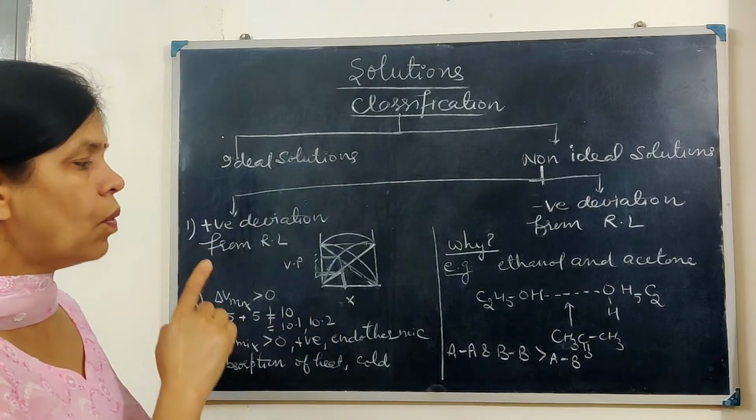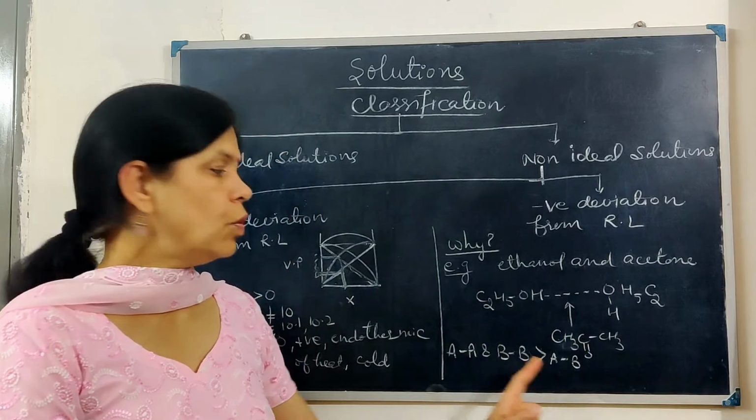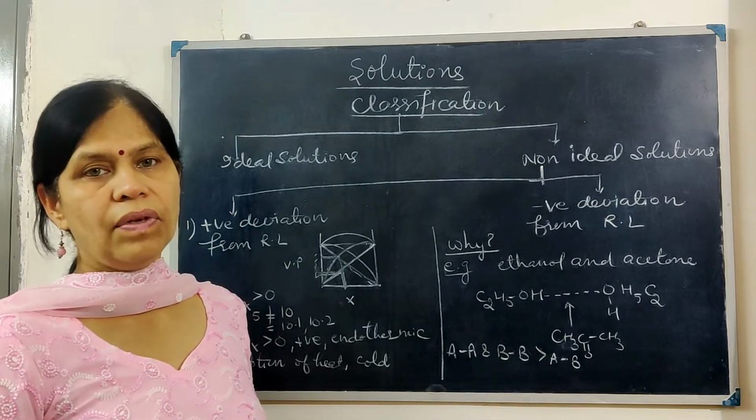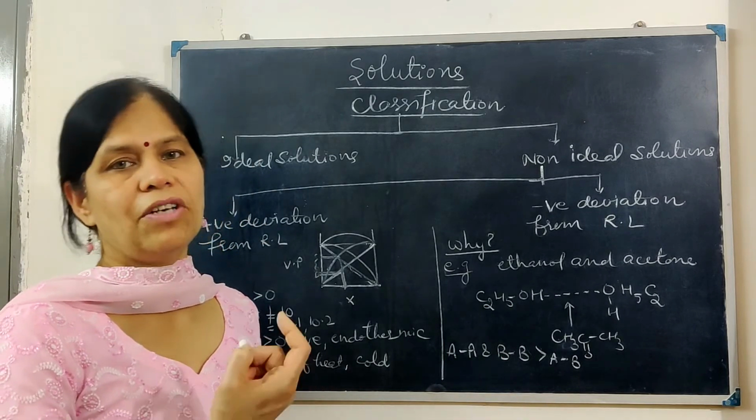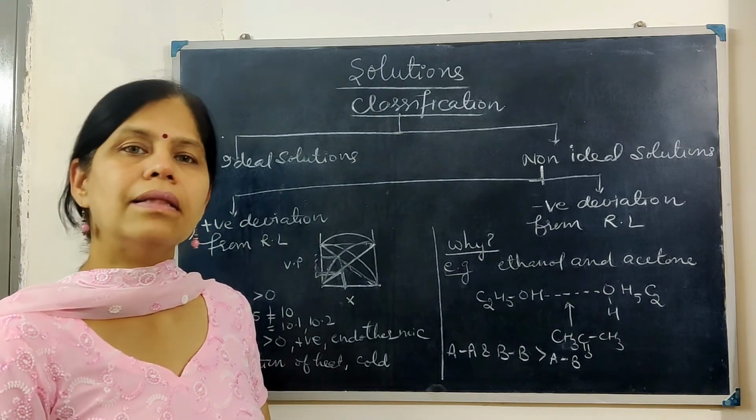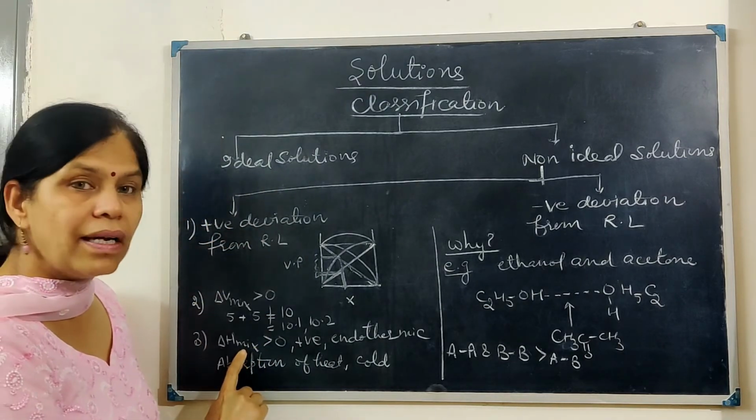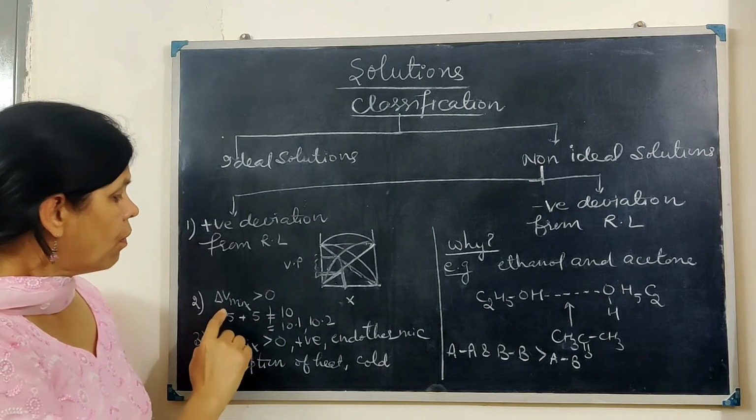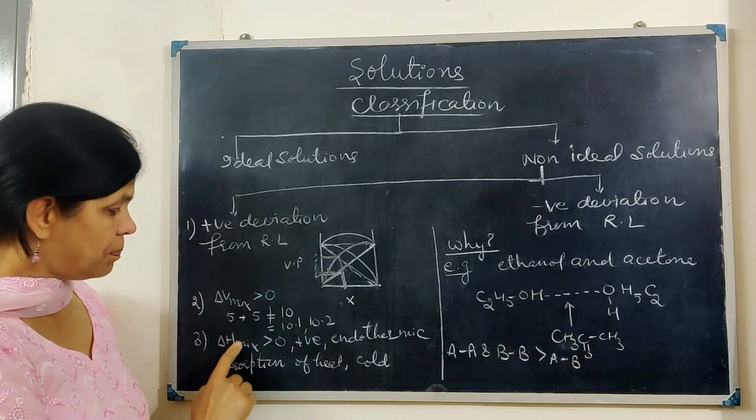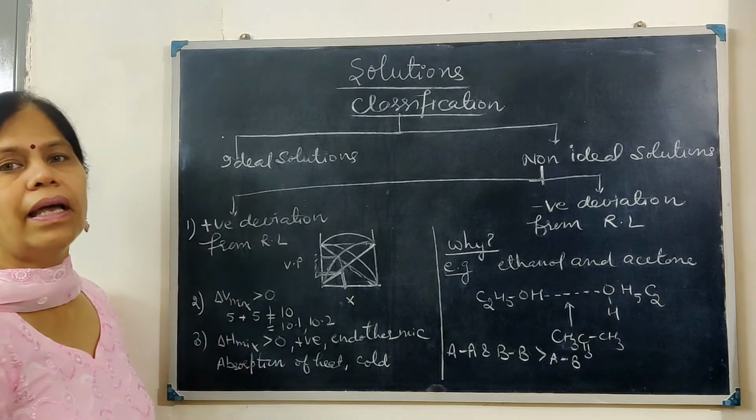Why does it happen so? Because intermolecular forces of attraction in solvent and solute are weaker than in solvent-solvent and solute-solute. When forces of attraction are weaker, escaping tendency increases, vapor pressure increases. So at the same mole fraction, they show higher vapor pressure than the expected one. So they show positive deviation. That is why the final forces of attraction are weaker. So there is increase in the volume after mixing, and enthalpy change is also positive. This kind of reaction is carried out by absorption of heat.